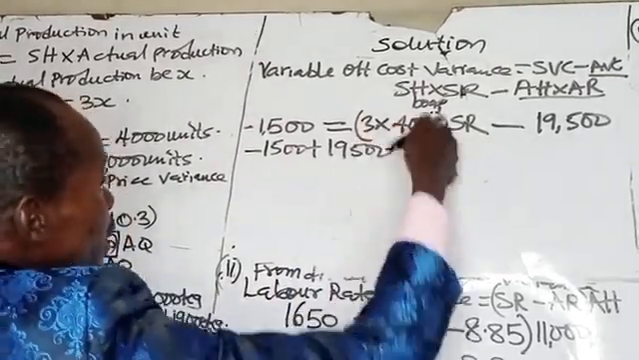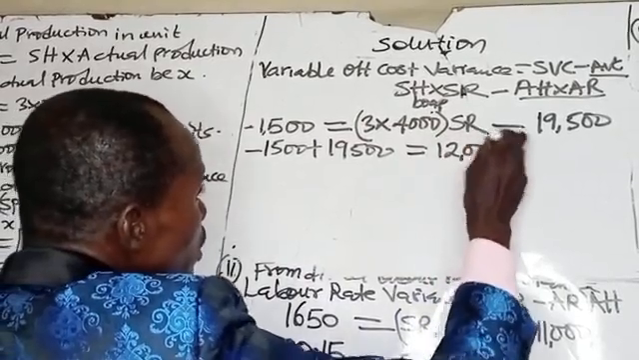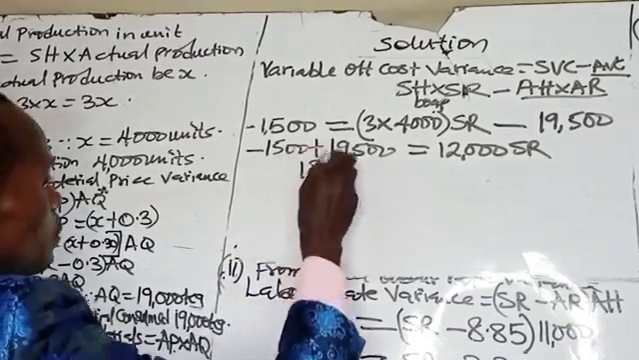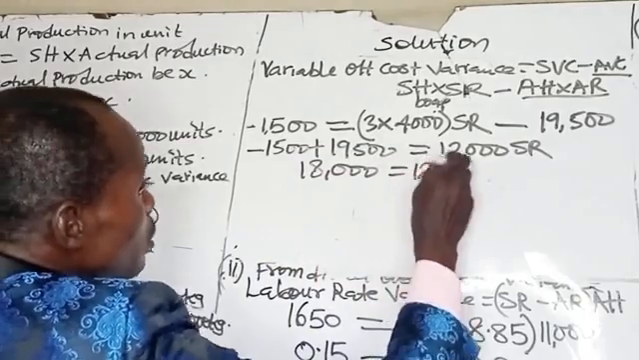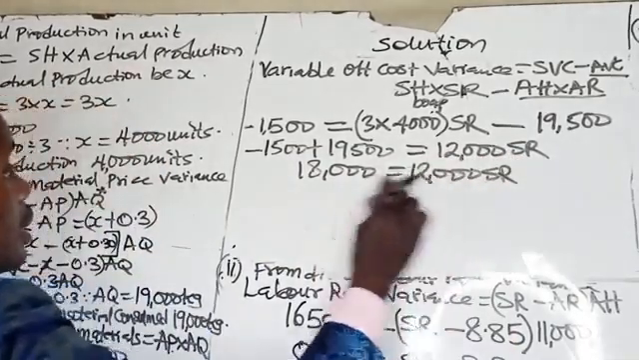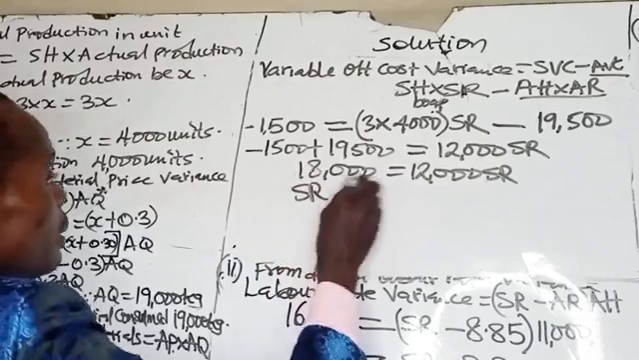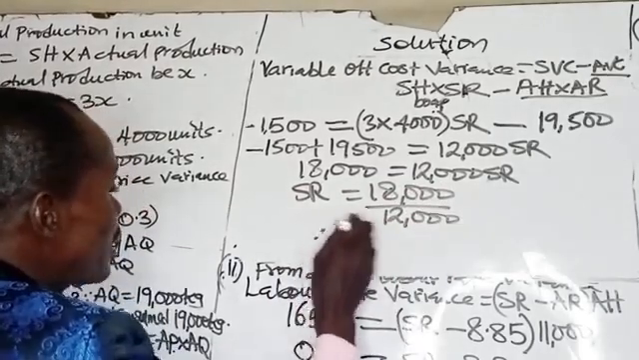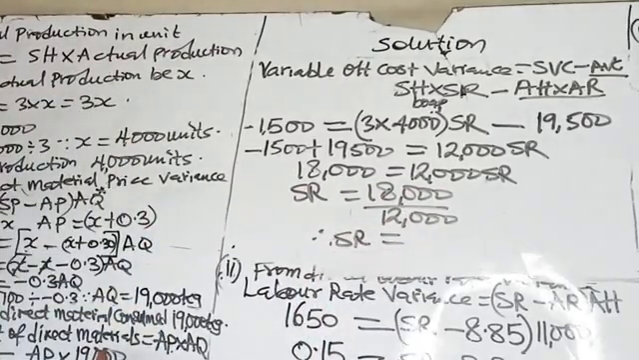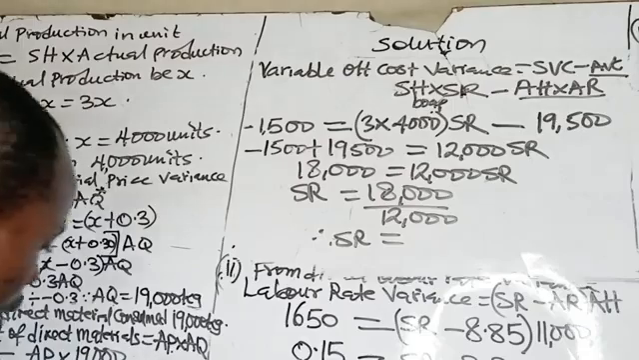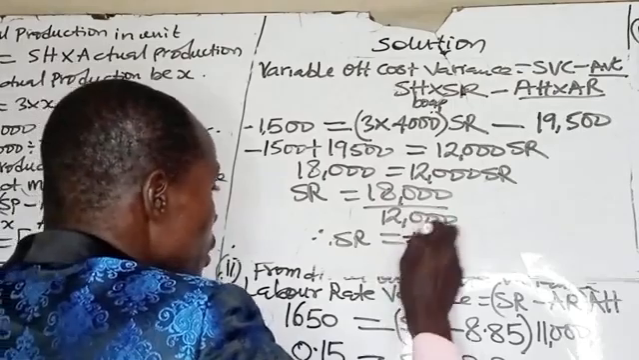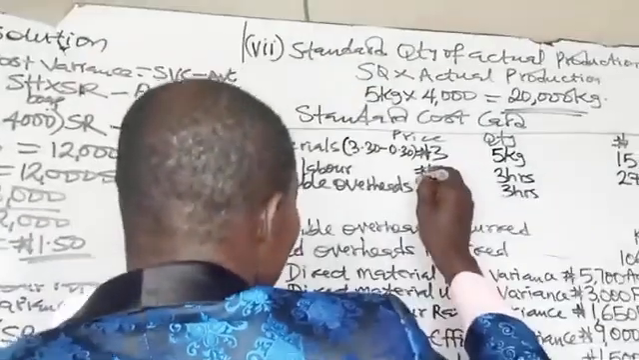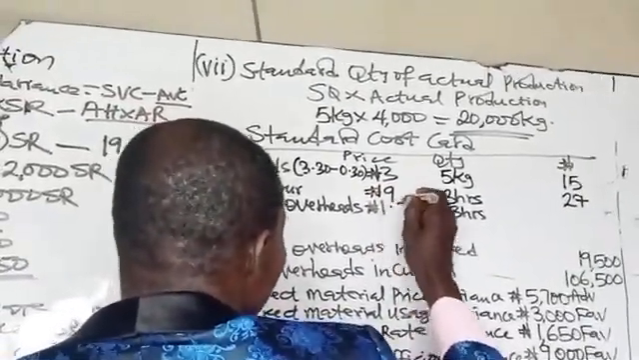Equals 3 times 4,000, that is 12,000 standard rate. So minus this plus this, it will be plus 18,000 equal to 12,000 standard rate. To get the standard rate, divide both sides by 12,000. So the standard rate will be 18,000 divided by 12,000. Therefore, the standard rate for variable overheads will be 18,000 divided by 12,000. That gives us 1 naira 50 kobo. So 1 naira 50 kobo, that is the variable overheads rate per hour.